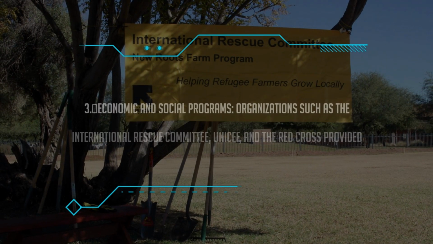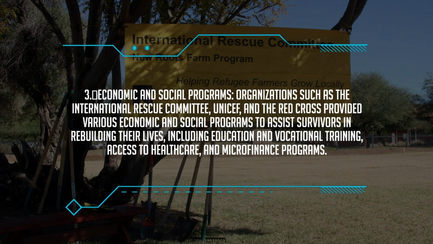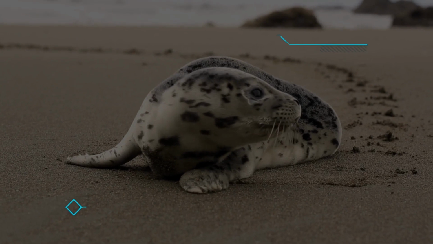3. Economic and social programs. Organizations such as the International Rescue Committee, UNICEF, and the Red Cross provided various economic and social programs to assist survivors in rebuilding their lives, including education and vocational training, access to health care, and microfinance programs.